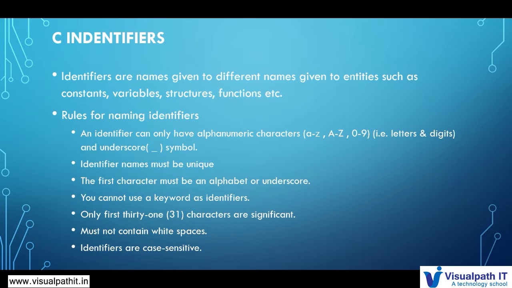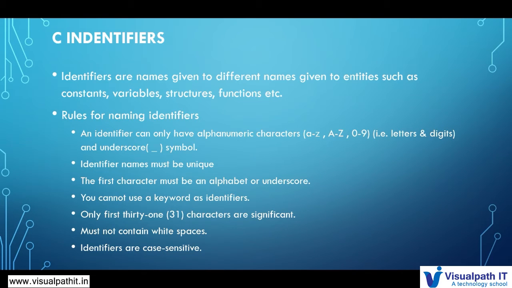The first character must be an alphabet or an underscore. This is very important. It cannot be a number. Whenever you define an identifier, the first character must be an alphabet. You cannot use, as we have seen, the 32 keywords. Those 32 keywords cannot be used as identifiers.